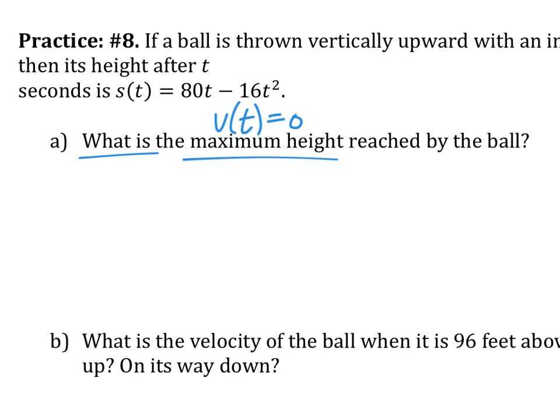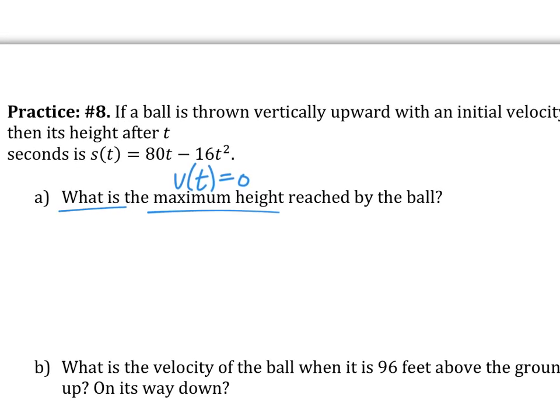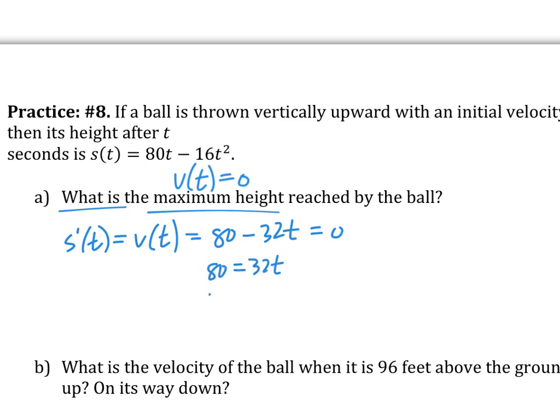And then we can figure out the actual height. But either way, we know maximum height happens when v is 0. So that means we need to find the derivative of s, I'm sorry, no, t. Okay, so that's equal to 0. Solve 80 is equal to 32t, so divide by 32. T is 80 over 32.